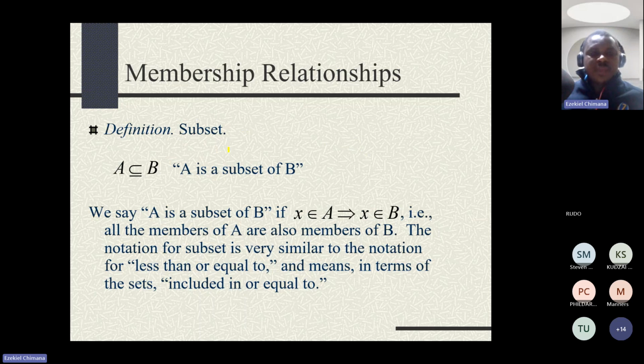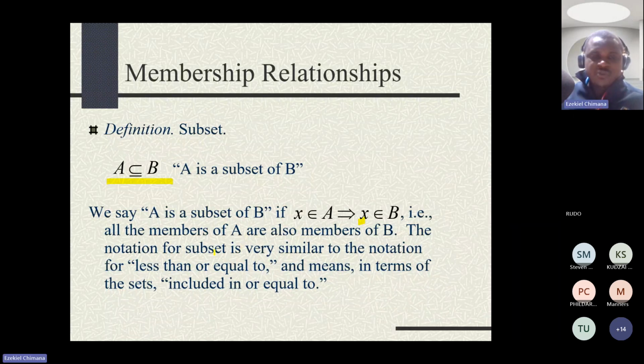Then there's what you call a subset. Here, we are saying A is a subset of B. What it means is that we've got some of the elements which are in A, but these elements which are in A are also in B. And maybe B can have other elements there. So we say that A is a subset of B if x is an element of A, which implies that x is also an element of B. That is, all the elements of A are also elements of B. So you must not have an element which is in A, which is not in B. Otherwise, it will not be a subset.